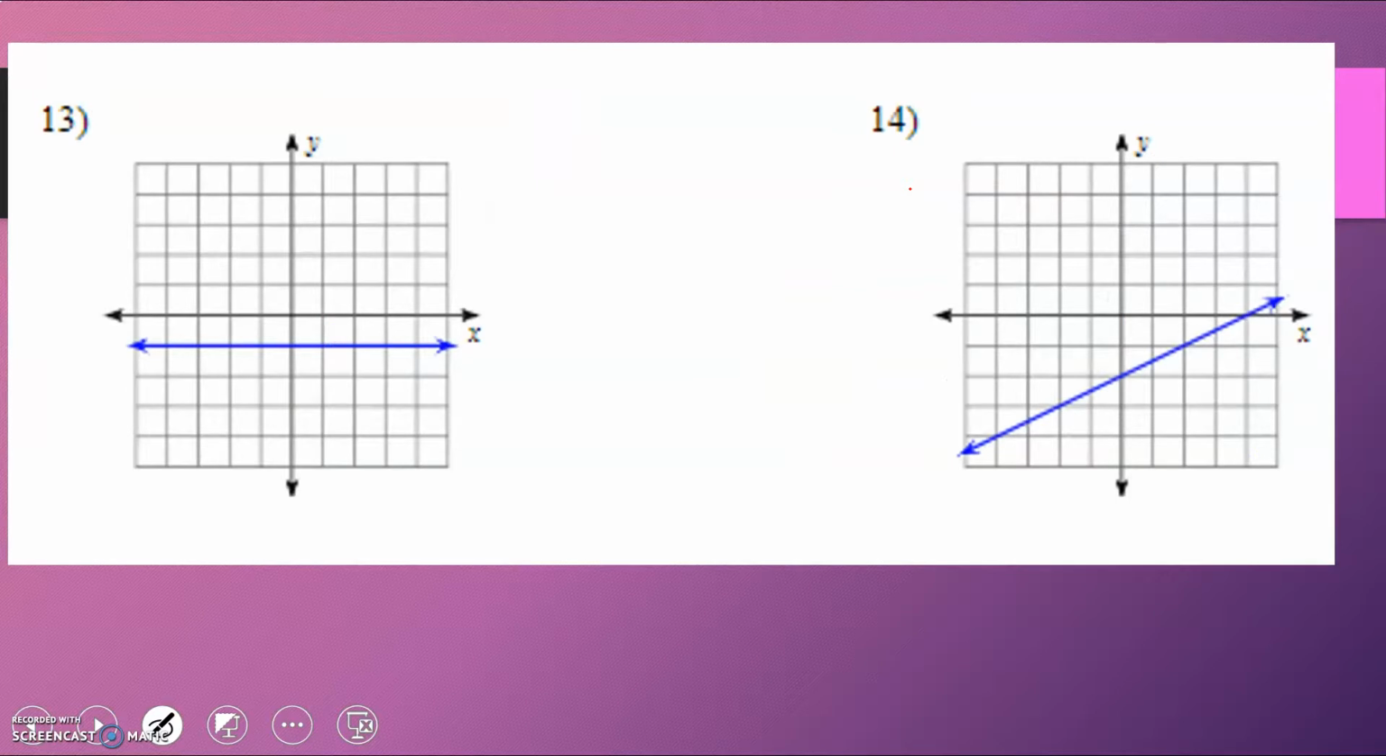All right, number 13, there is no rise. So our rise is 0 on top, some number on bottom. We do not rise, so it is 0. That means that our slope is 0.